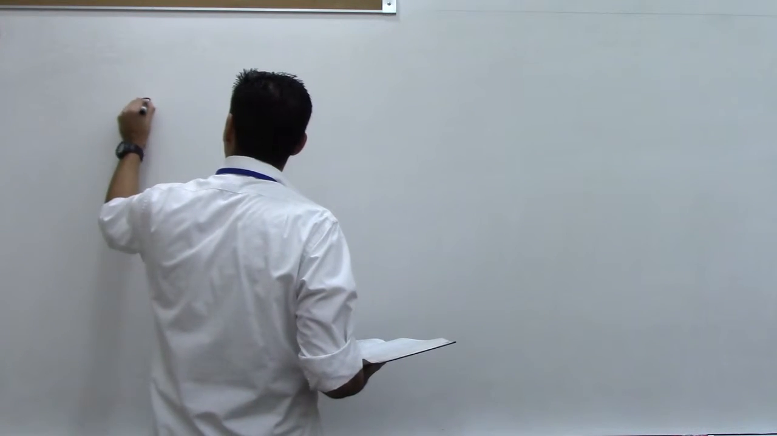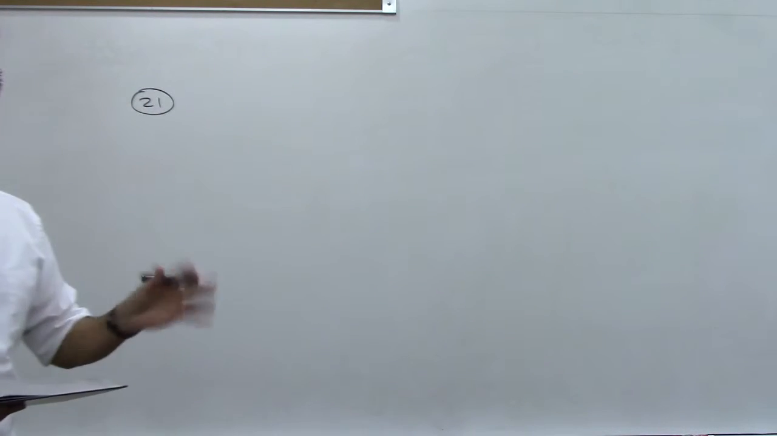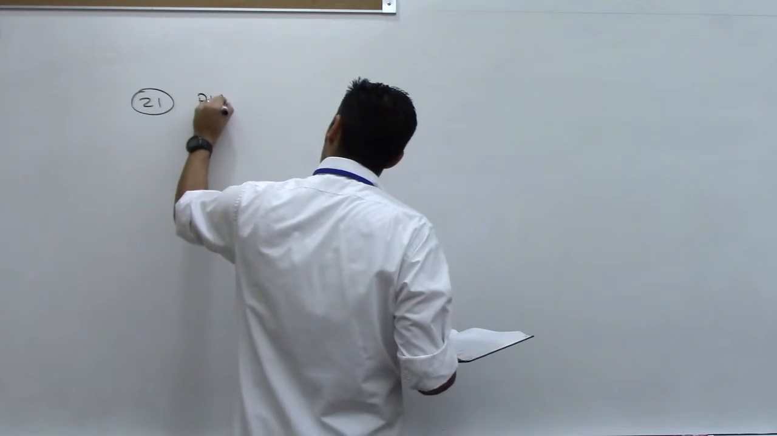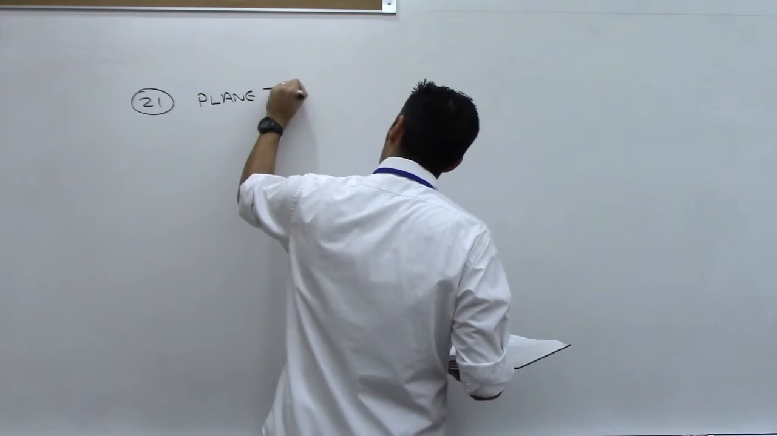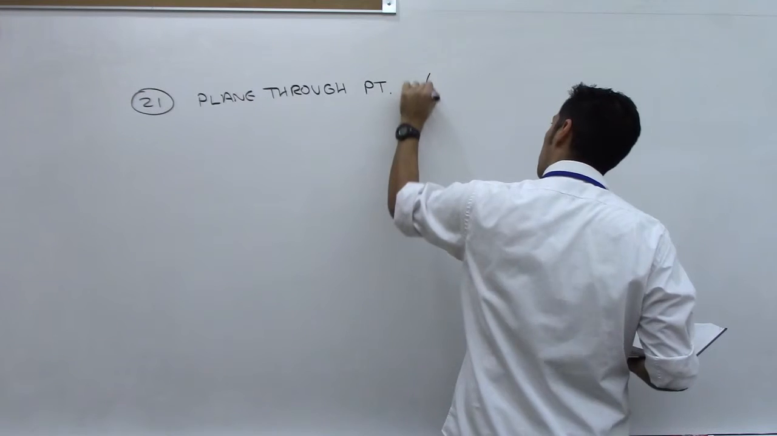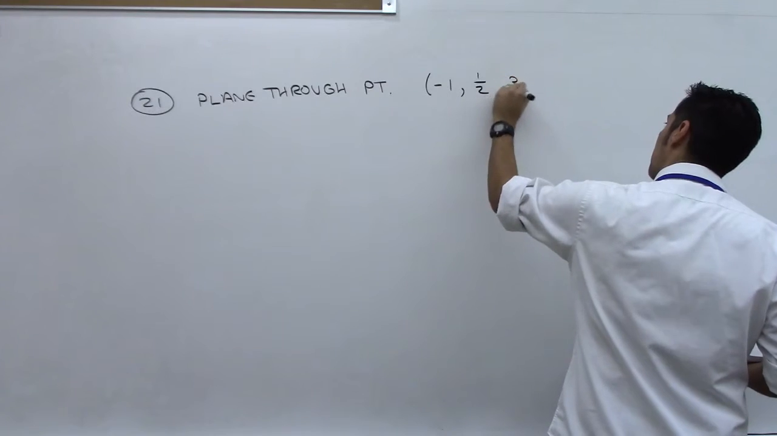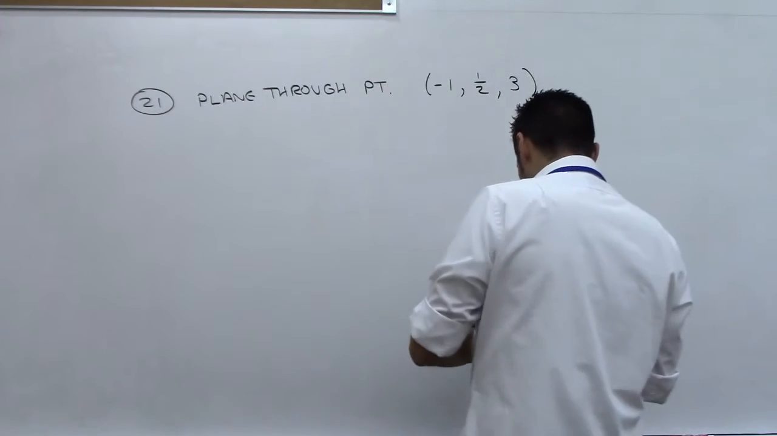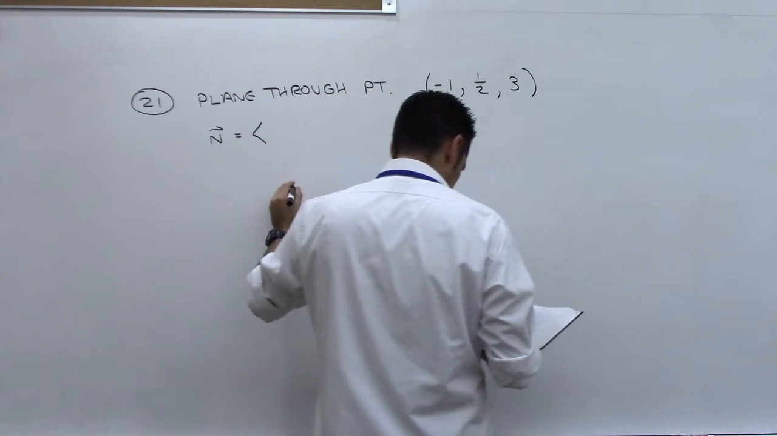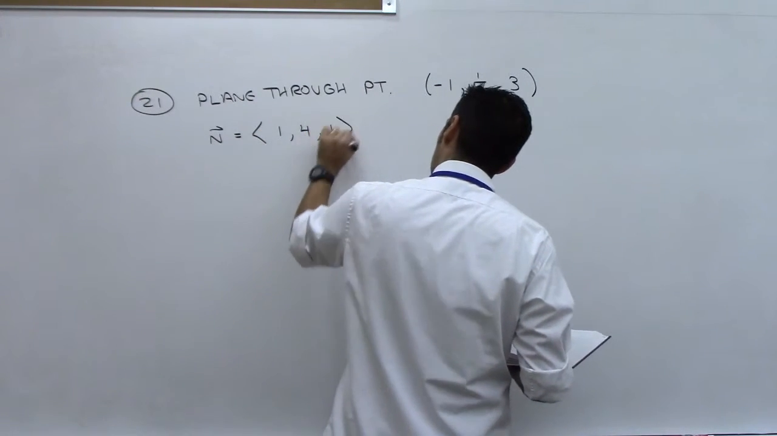21. All right, the instructions here are to find an equation of the plane. So I have a plane that's through the point (-1, 1/2, 3). And then the normal vector is given to me as i + 4j + k. So (1, 4, 1).